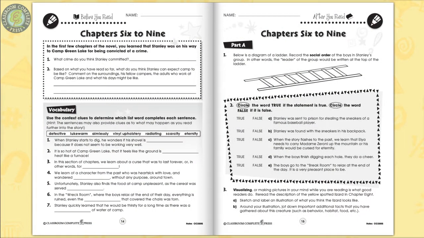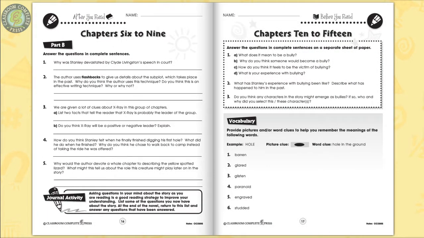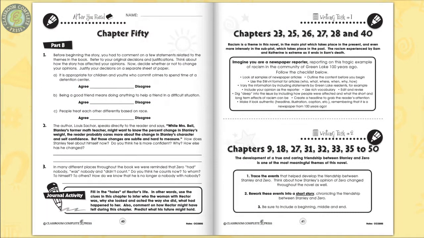Make an assumption as to what crime Stanley committed prior to reading the novel. Record the social order of the boys at Camp Green Lake on a diagram of a ladder. Provide picture clues to help remember the meaning of the vocabulary words. Use clues to infer details about Hector's life.